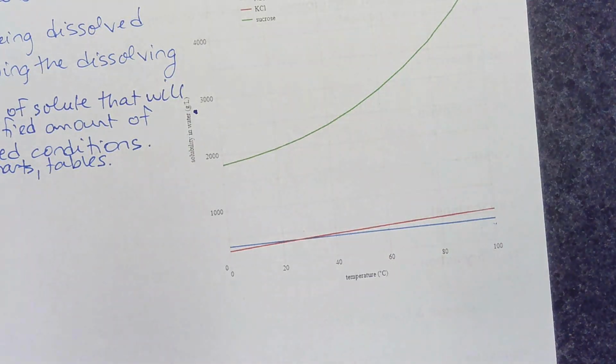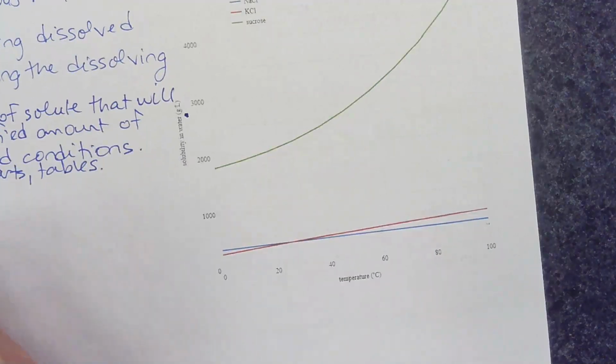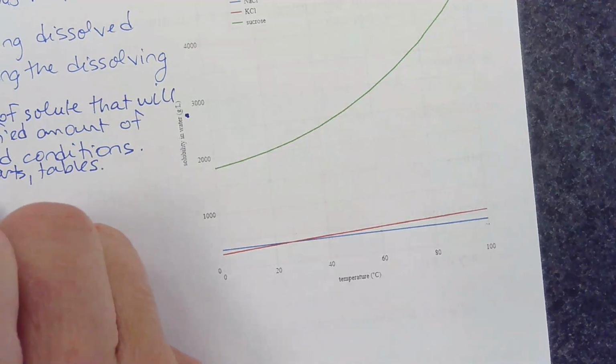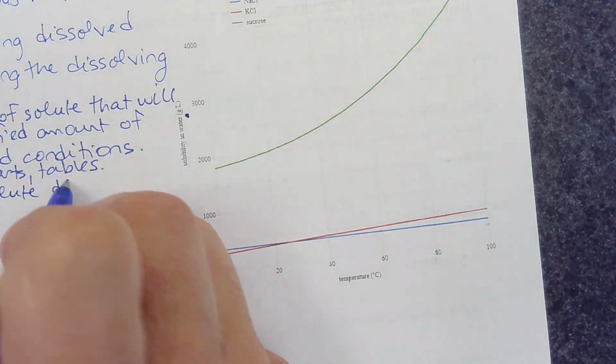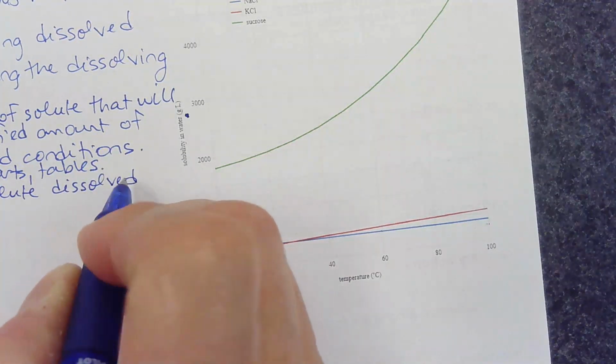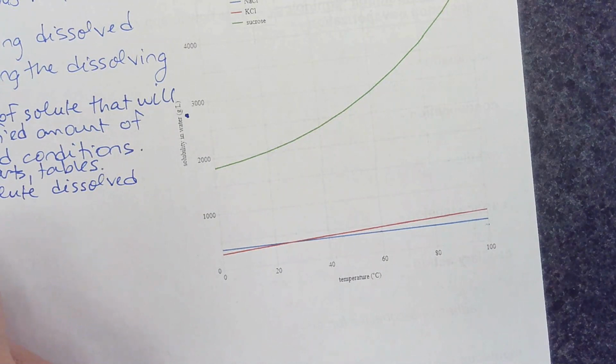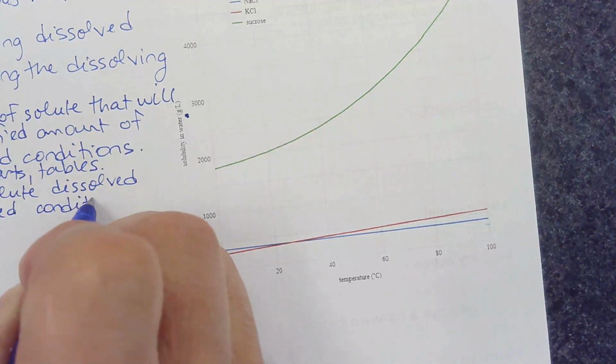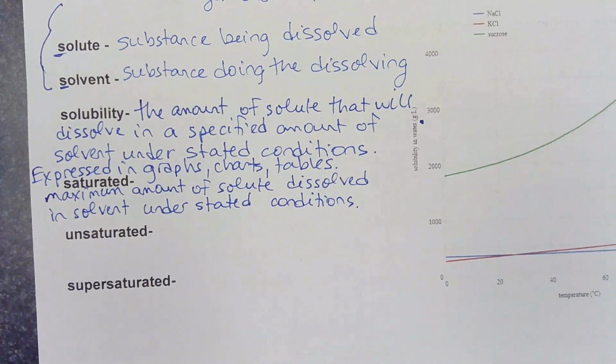All right, so let's look at what saturated is. Saturated is the maximum amount of solute dissolved in solvent under stated conditions. Maximum amount of solute dissolved in solvent under stated conditions.